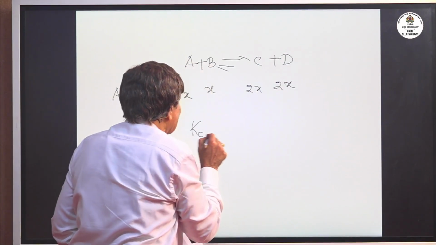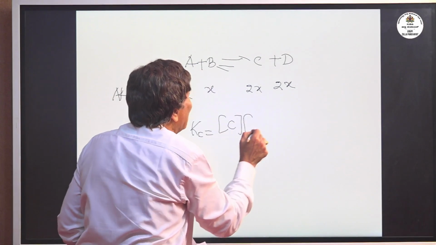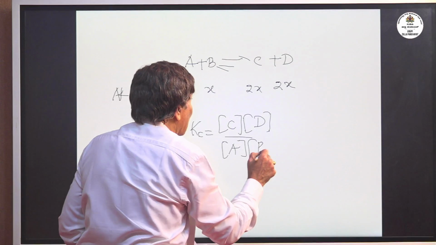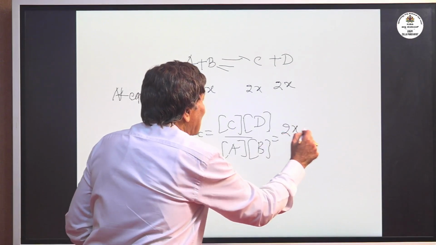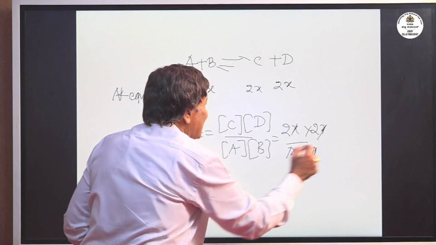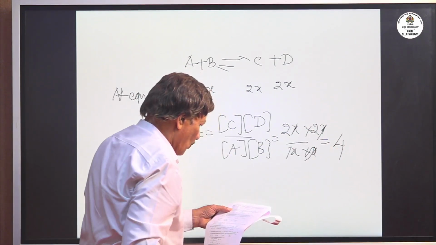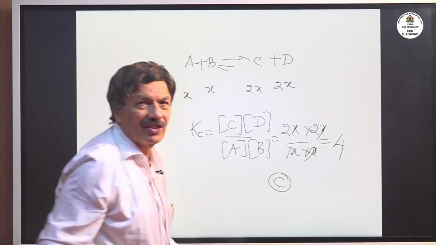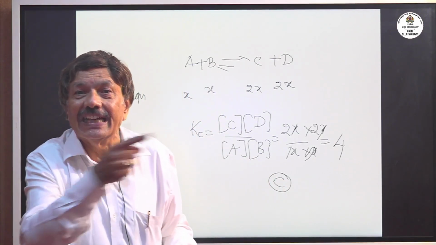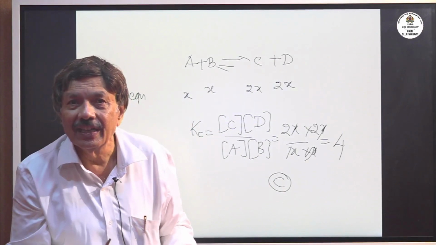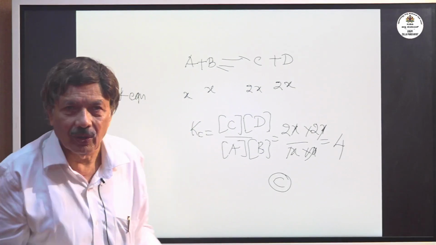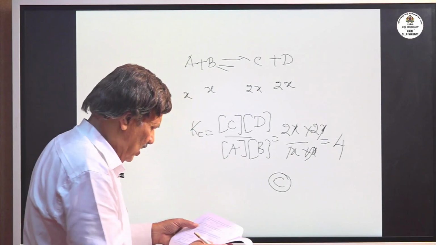Equilibrium constant Kc is equal to the molar concentration of C into the molar concentration of D, by the molar concentration of A into the molar concentration of B. 2X into 2X by X into X. X gets cancelled. So it is 4, option C. Very simple question. For everything you have to refer to the reaction stoichiometry, the moles which have been indicated in the reaction, that you have to follow. The next one.